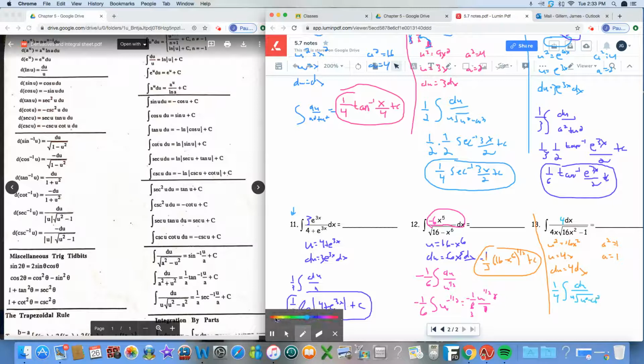Now I just write my final answer. I just look right there, follow the directions. So 1 over a, so it's going to be 1/4 times 1 over a, which is 1. So it's just going to be 1/4 secant inverse of u, which is 4x, over a, which once again is 1, so I don't have to write that, plus c. All right, and there is my final answer.